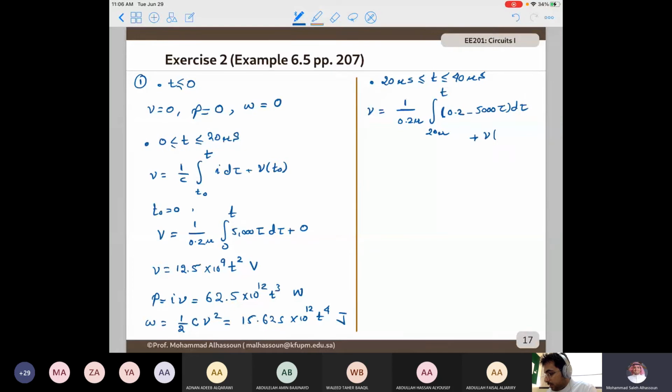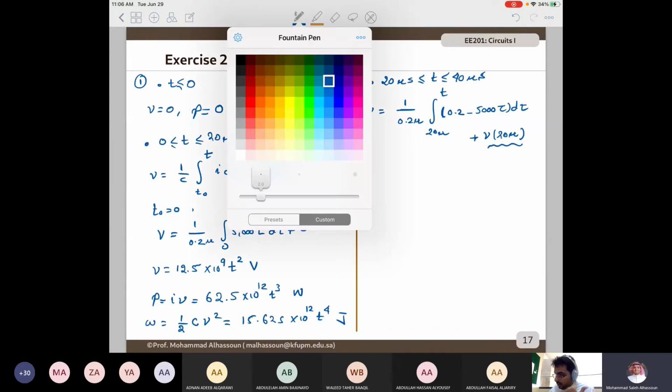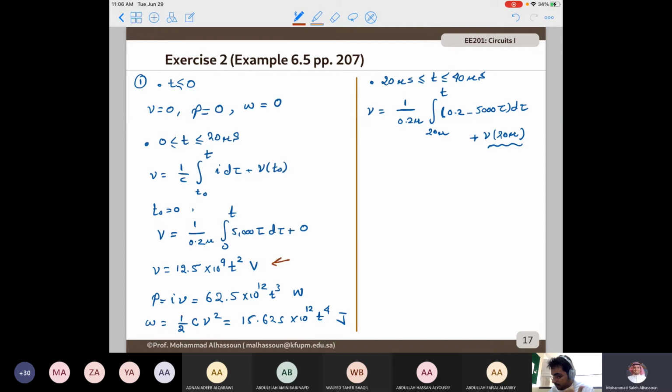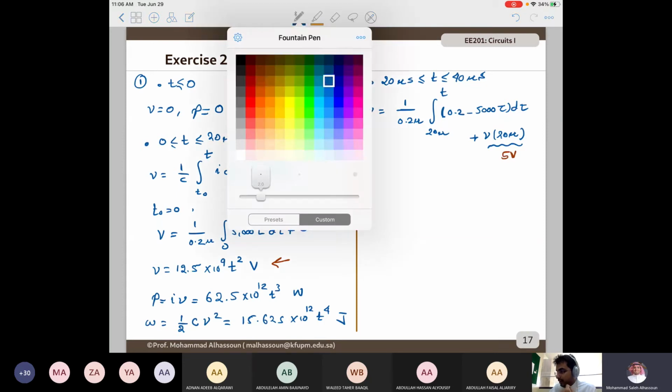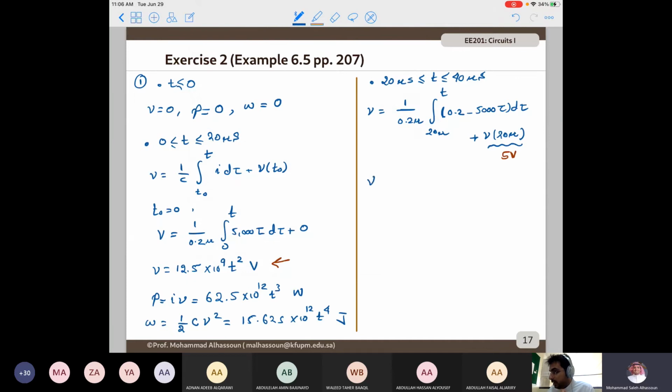This one should be 0.2, which is the definition of the current. Plus v at 20 micro. For this one, we need to go back to the previous equation and substitute t equals 20 micro. If we do this, we get 5 volts. So the voltage will be 10 to the power 6 t minus 12.5.